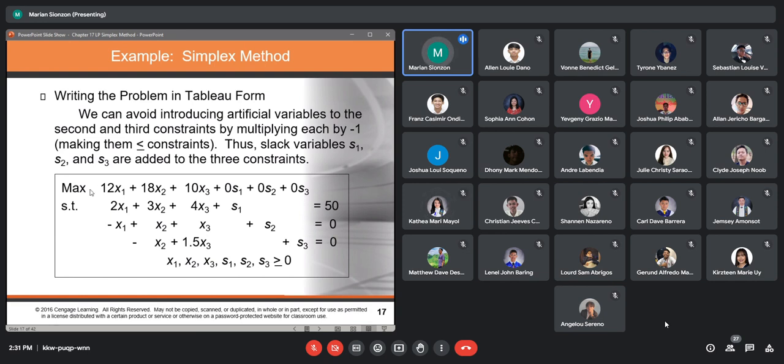In this step, before it, we multiplied each by negative 1, making them less than constraints. Did you get it? Yes, miss. When you multiply, for example, why does your greater than become less than? For example, 5 is greater than 1. Correct? Yes, miss.